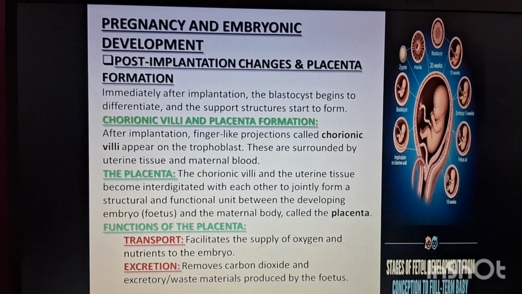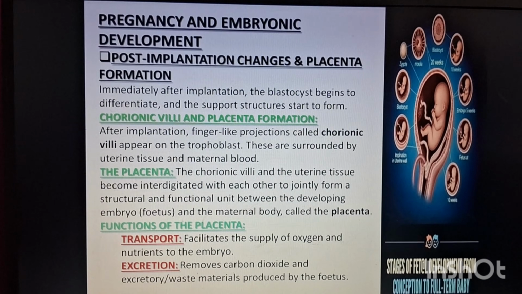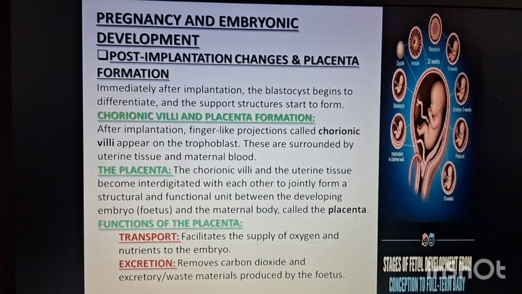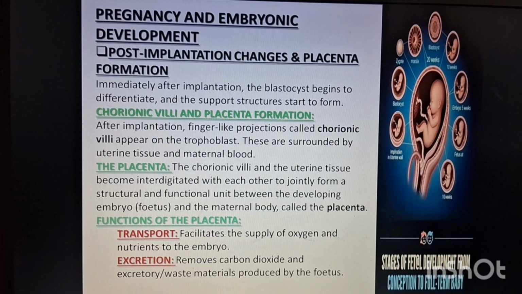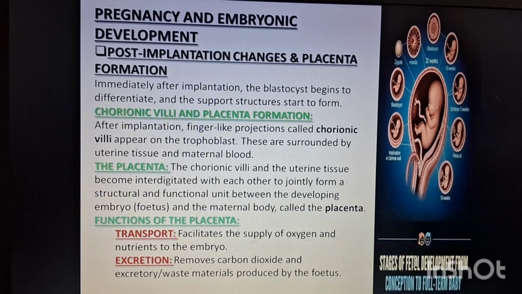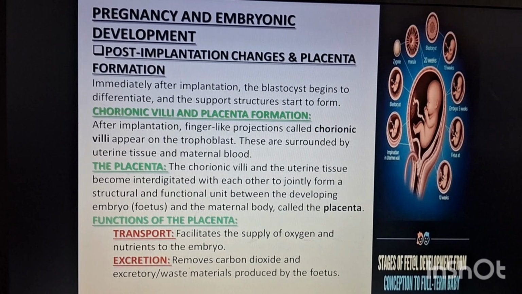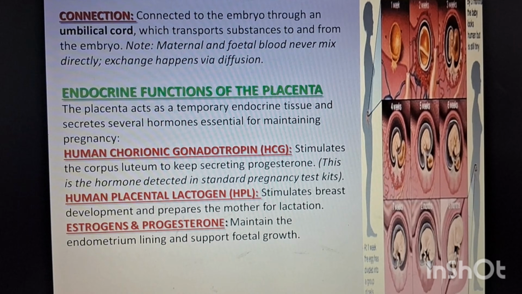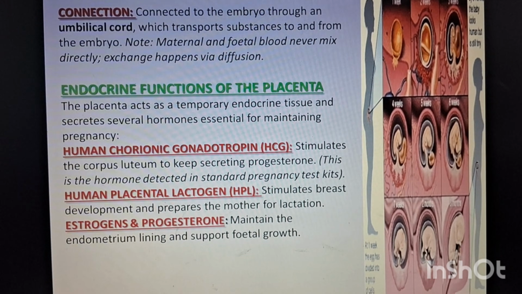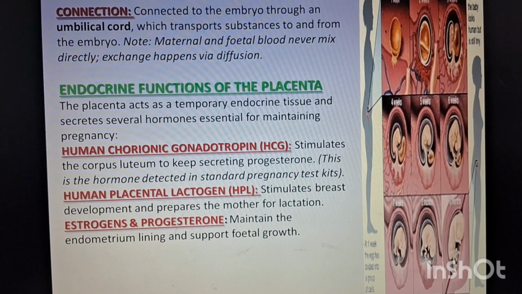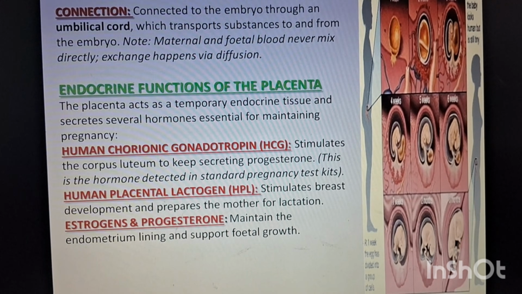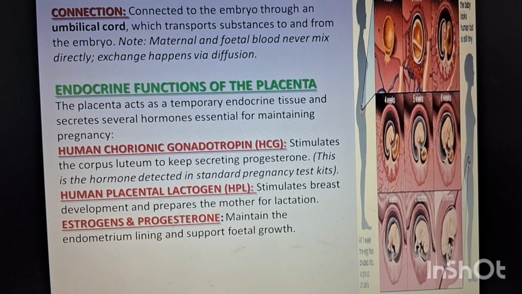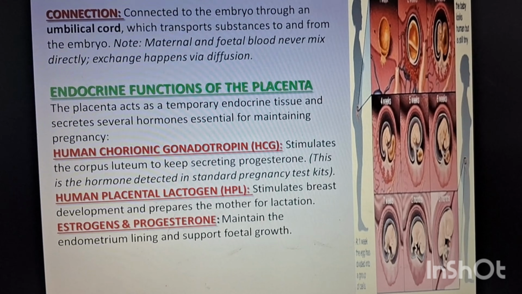Next step, functions of the placenta. First function is transport. It facilitates the supply of oxygen and nutrients to the embryo. Next, excretion. It removes carbon dioxide and excretory waste material produced by the fetus. Another function is connection. It is connected to the embryo through an umbilical cord, which transports substances to and from the embryo. Maternal and fetal bloods never mix directly because exchange happens via diffusion.